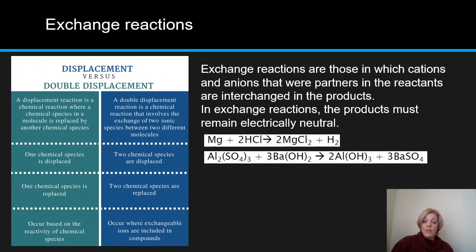The third category on the list are your exchange reactions. And like I said before, you get your single displacement, and then you get double displacement. There's a nice little table that we've added over here for you guys to just take and maybe adapt into your own form. But these reactions are those in which the cations and the anions, remember, cations are your metal ions, and the anions are your non-metal ions, that were partners in the reactants are interchanged into the products. In exchange reactions, the products must remain electrically neutral.